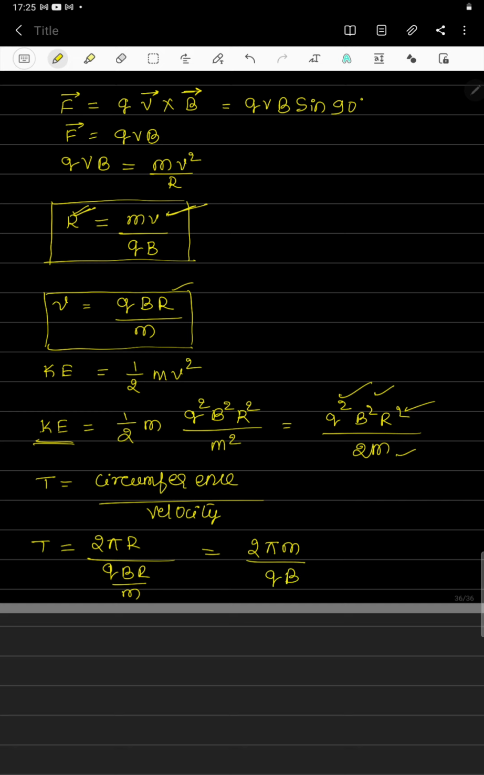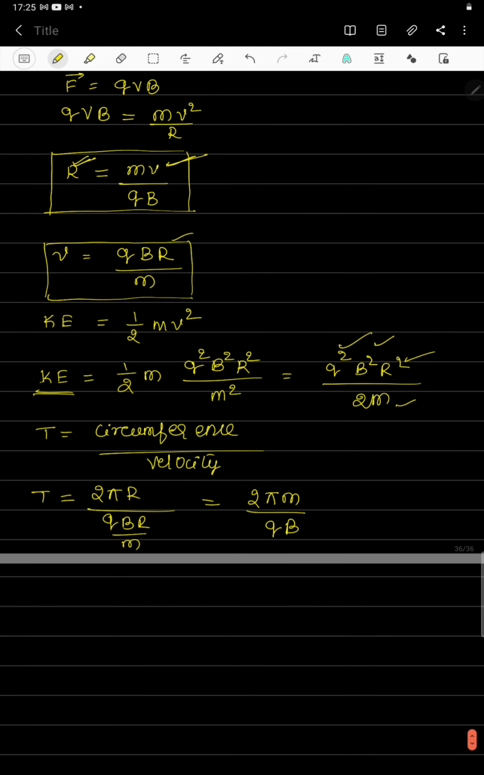So this is the time period, meaning this much time the charged particle is going to take to complete one circle inside this system. Then if you know the time period, we can write the frequency. Frequency is equal to 1/T, so this becomes equal to qB divided by 2πm. So this is the frequency associated with the charged particle.